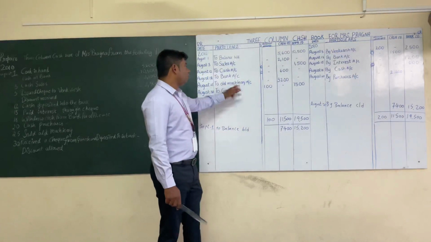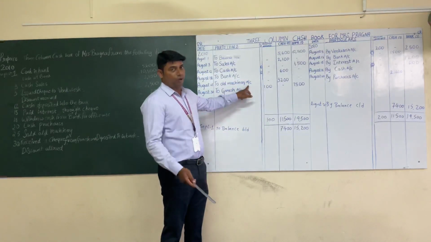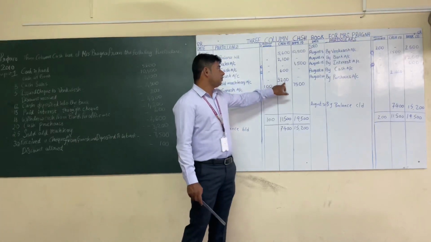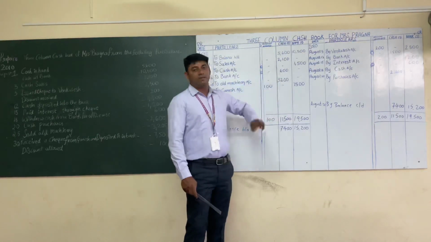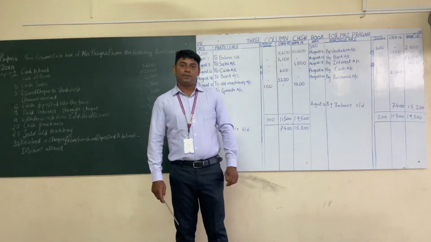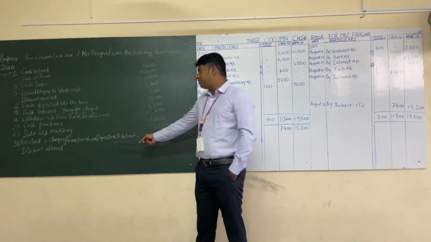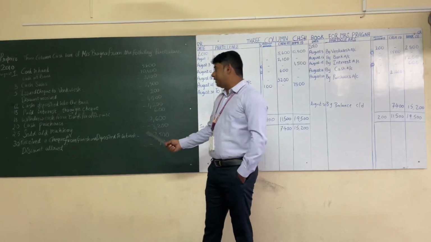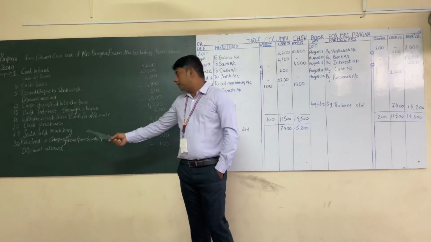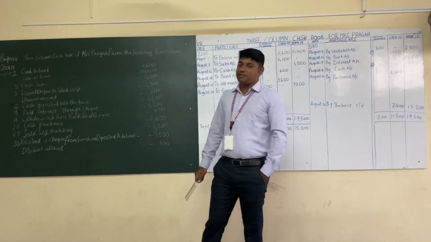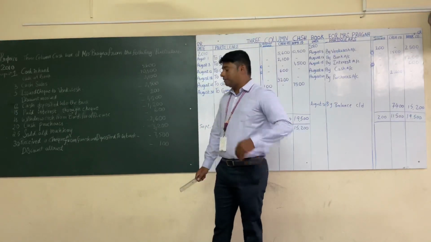Okay, so two, old machinery, the opposite item we should record. Two, old machinery, so we should record in the cash column 3200. Isn't it? And next one, the final one: received a check from Ganesh and deposited into bank, and discount allowed 100 rupees. So this is the final transaction.